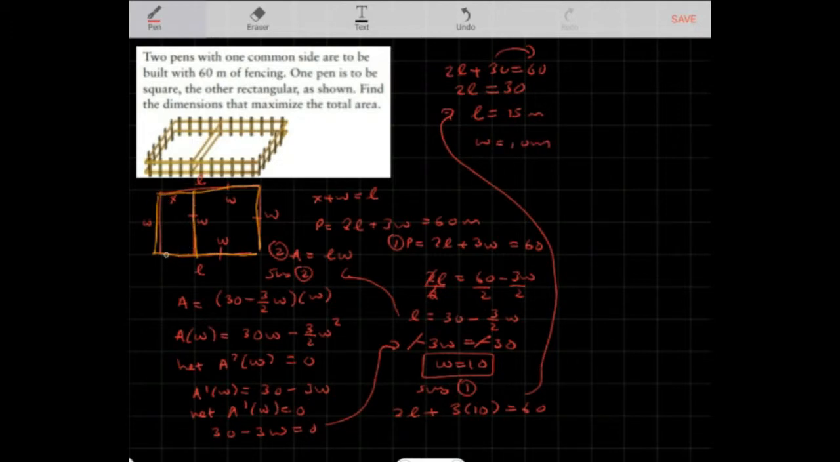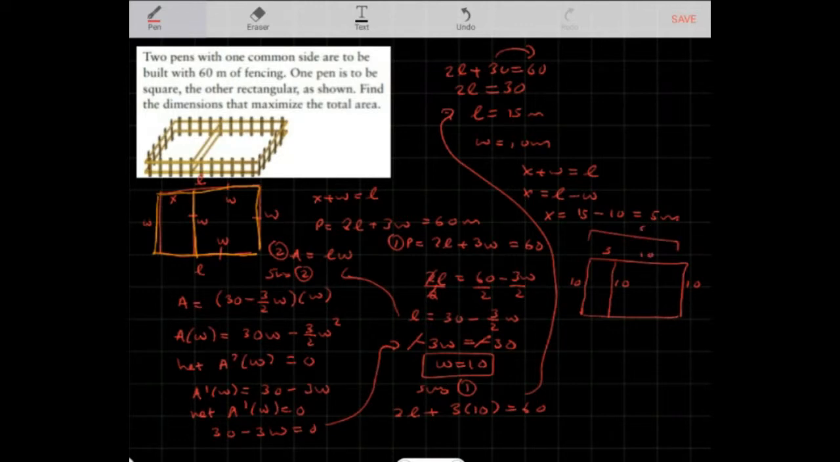Now we also need to find the dimensions of the smaller rectangle. Because x plus w is equal to length, x is equal to length minus w, so x should be equal to 15 minus 10, which is 5 meters. So if you look at the dimensions of these plots, you can imagine this is 5, this is 10, this is 10, this is 10, and this region here would be 10 as well, and this whole thing would be 15. This would create the maximum area.